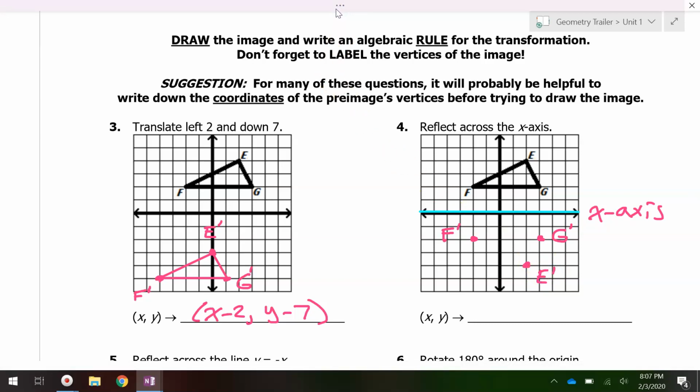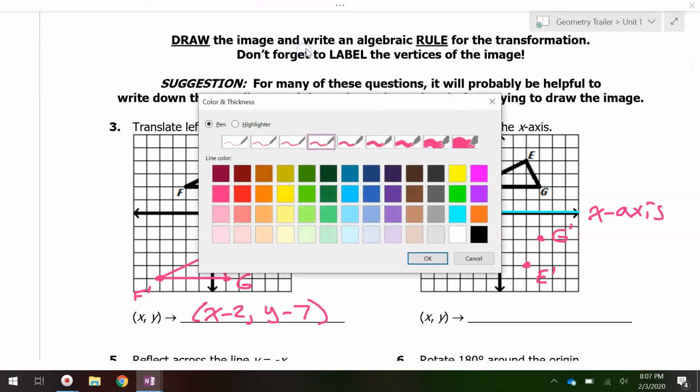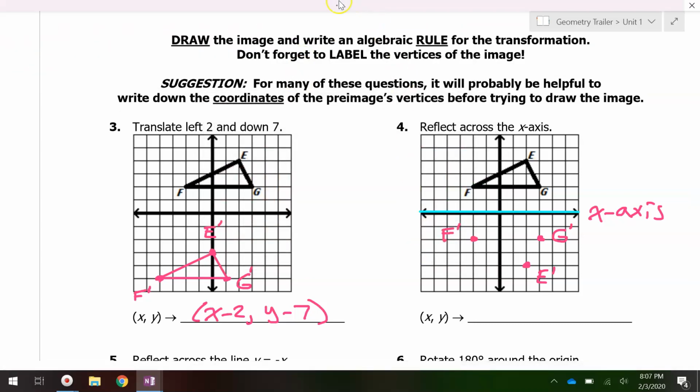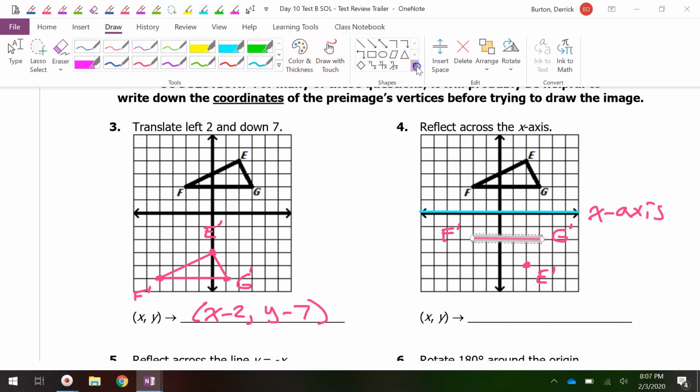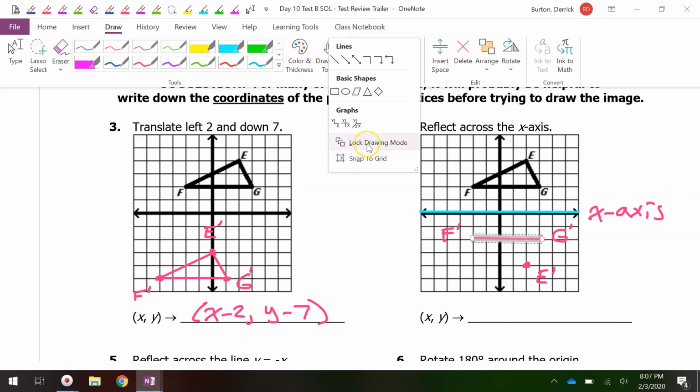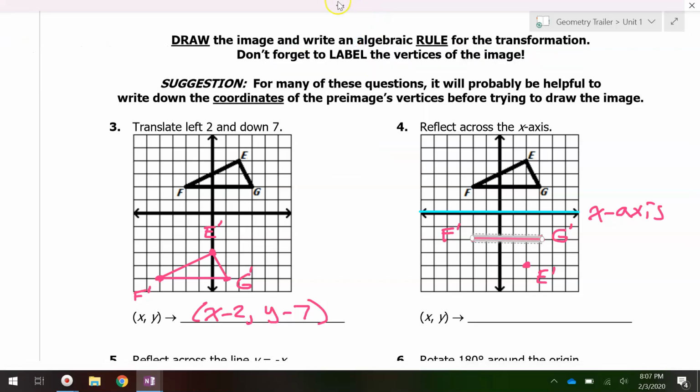All right, let's see if I can have better luck drawing these lines than I did last time. I almost stopped the video and did it over again. But you know what? It's nighttime. It's like 8 o'clock at night. I don't have time for that mess. Okay. You know what? Lock drawing mode. That's what I need. All right, that's what was messing me up. Now we're good.